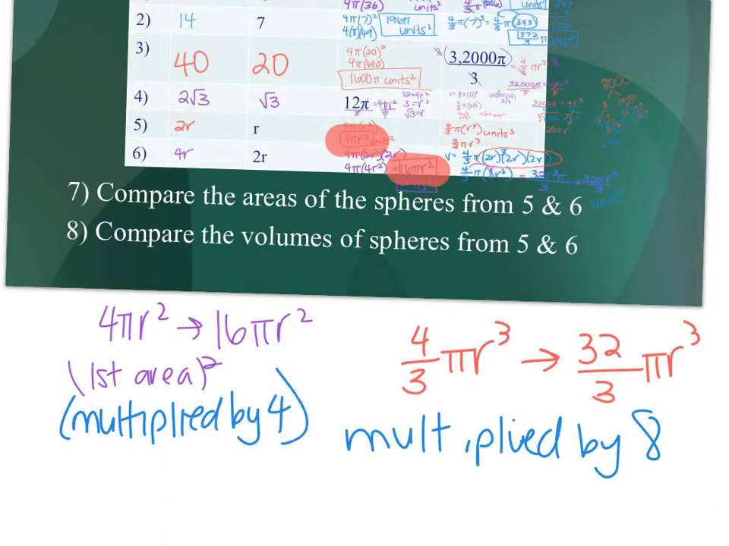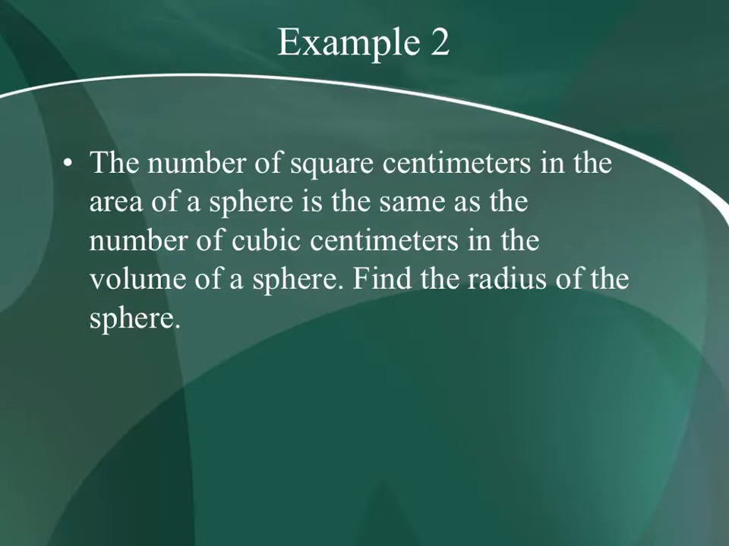The second one I multiplied the area, or the volume, by 8. Again, we'll discover some additional relationships when we get to similar solids. All right, so this one just says the number of square centimeters in the area of a sphere is the same as the number of cubic centimeters in the volume of a sphere. Find the radius of the sphere.